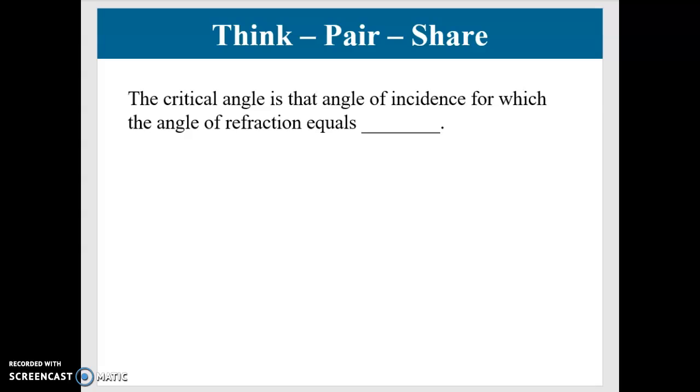Number 3, the critical angle is that angle of incidence for which the angle of refraction equals 90 degrees, and this is the angle at which the light ray will move parallel across the boundary, which is 90 degrees to the horizontal. So the answer here should be 90 degrees.